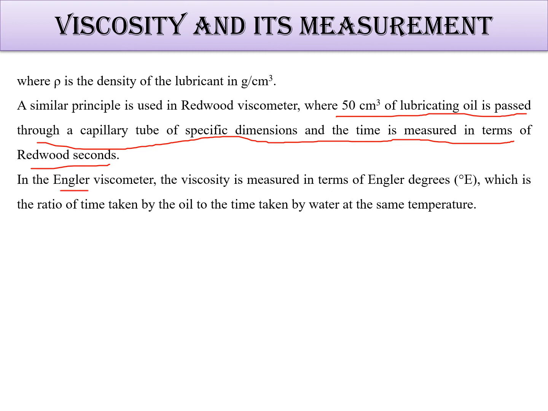In the Engler viscometer, the viscosity is measured in terms of Engler degrees, which is the ratio of the time taken by the oil to the time taken by water at the same temperature. So it is done with the help of a comparison between oil and water in Engler. This is how viscosity is measured. These are the three methods.